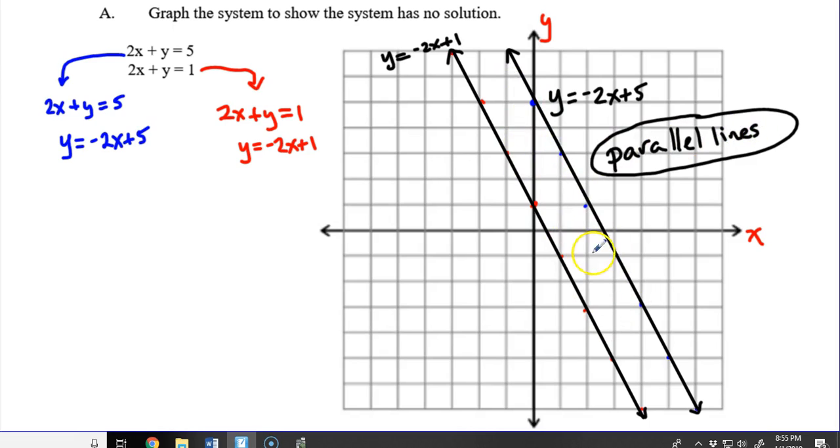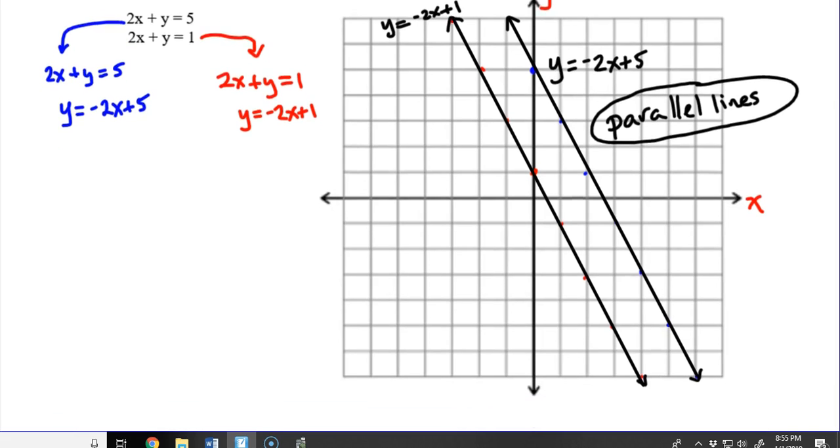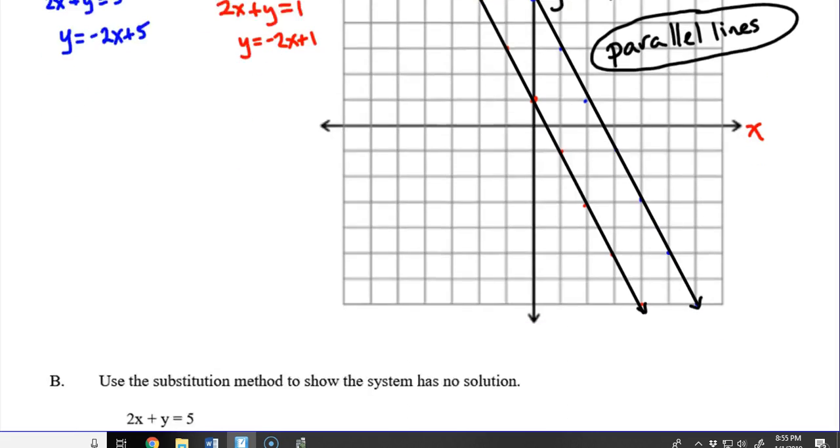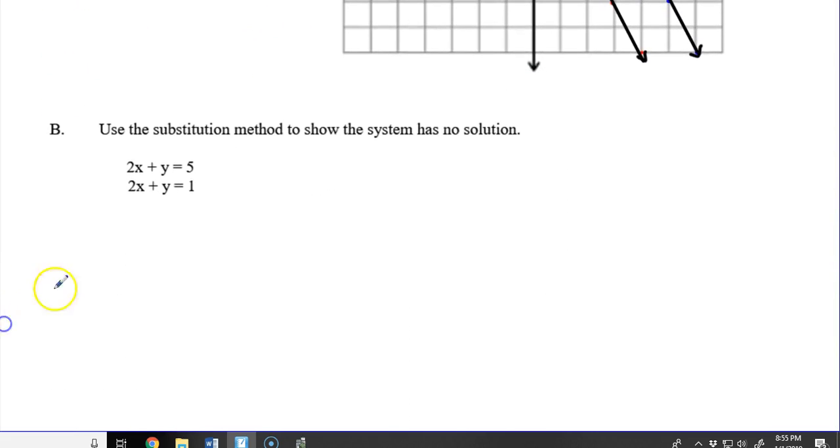Okay, these lines are parallel. They'll never touch. They have the same slope, but different y-intercepts. Therefore, right, they have no solution. They have no intersection point, right? No intersection point. That was the point there. All right, so it says these are pretty similar looking systems, right? Same system. Use the substitution method to show that it has no solution.